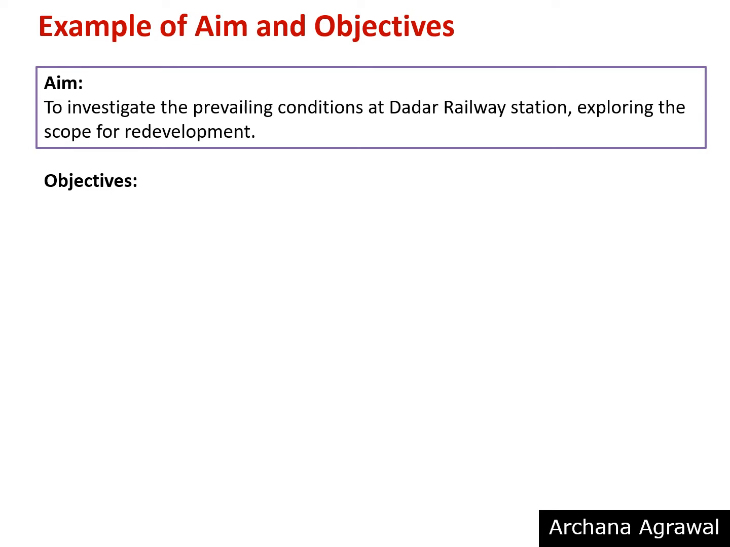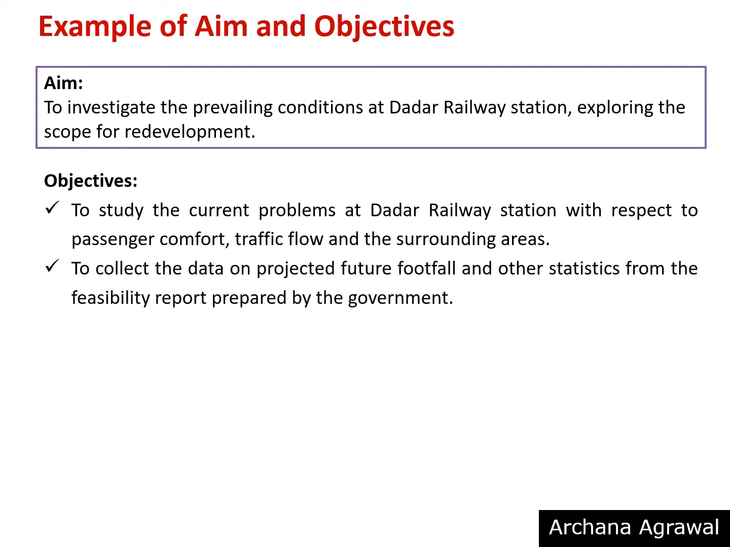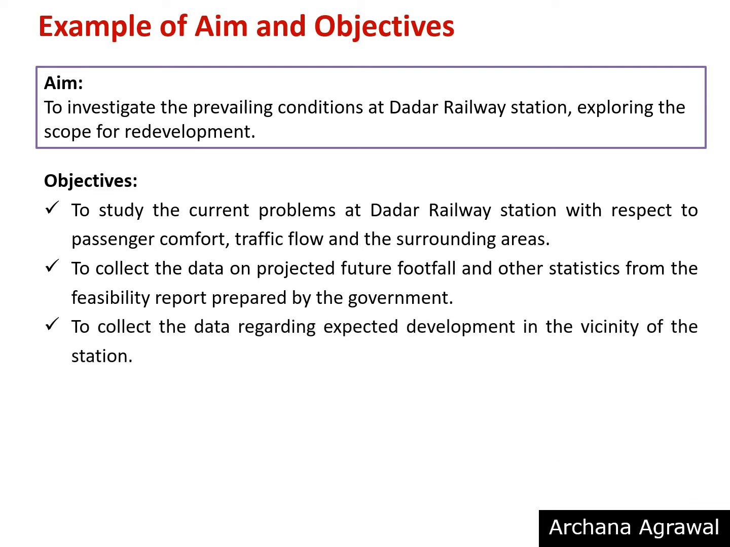Objectives. Now read the objectives that specify the actions to be taken in order to achieve the desired aim. First objective: to study the current problems at the other railway station with respect to passenger comfort, traffic flow, and the surrounding areas. To collect the data on projected future footfall and other statistics from the feasibility report prepared by the government. To collect the data regarding expected development in the vicinity of the station.